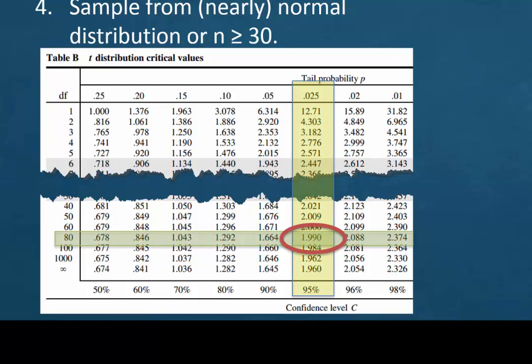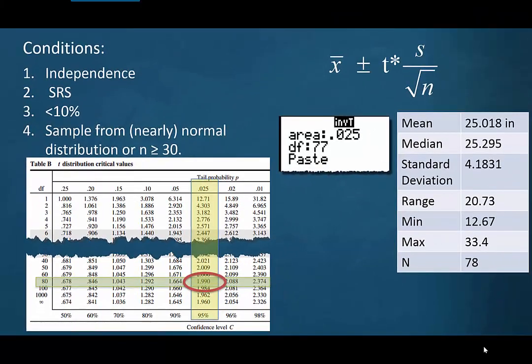So our t-statistic would be, we look at degrees of freedom. 80 is as close as we can get. Degrees of freedom will be 77, right? N minus 1. 78 minus 1 is 77. But 80 is as close as we can get on our table. Looking over at the 0.025 or 95% column, we get 1.990. On the calculator, we can just put 0.025 for the area, DF at 77. We get 1.9912.